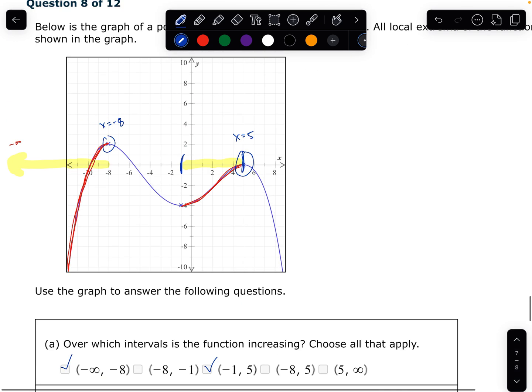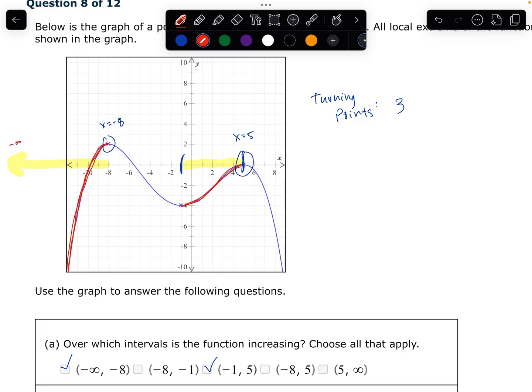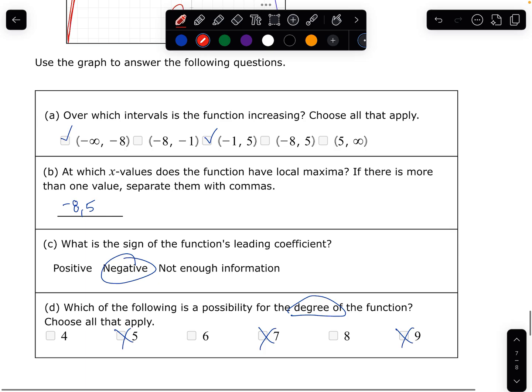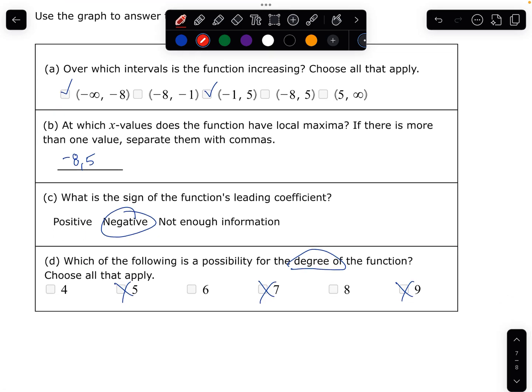Now I'm going to count the number of turning points. I've got 3. So I've got 1 turning point, here's a second, and here's a third. And so the degree has to be at least 1 more than that, which would be 4. So that's the lowest possible that it could be. So it could be 4, it could be 6, and it could be 8.